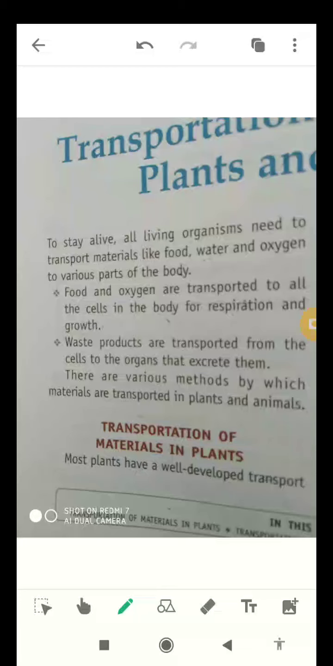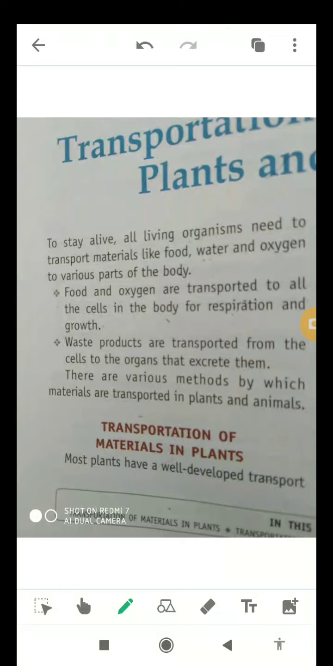Okay, students. As you know, to be healthy and alive, all living organisms need to transport all the materials like food, water, and oxygen to all parts of the body. Food and oxygen are transported to all the cells in the body for respiration and for growth. Waste products are transported from the cells to the organs that excrete them.